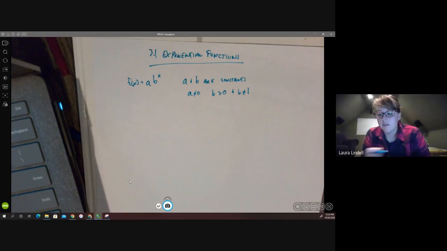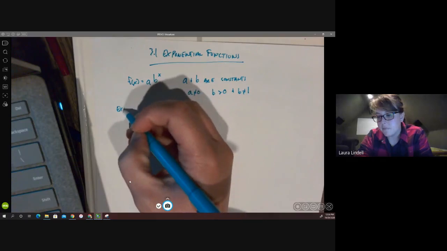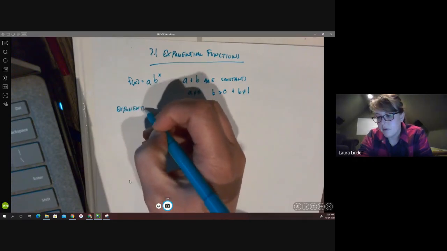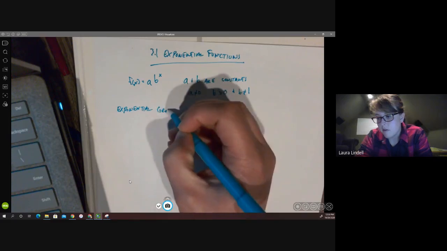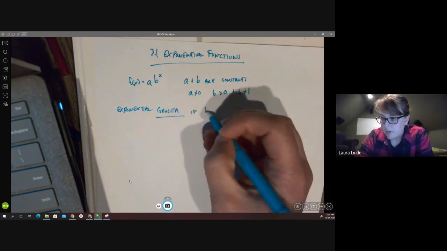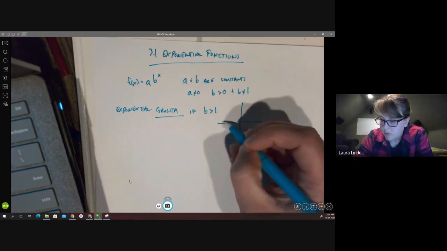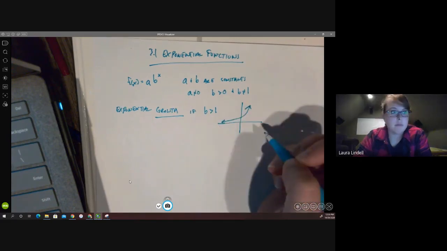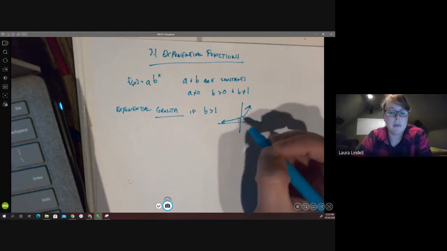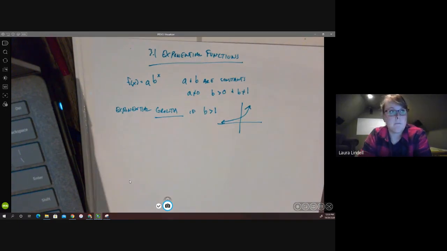Okay, so then we have words to describe whether it's increasing or decreasing. It's exponential growth if it's increasing, and that would be if b is greater than 1. This is what our exponential growth typically ends up looking like, something in this format where it starts off growing slowly and grows faster and faster as time goes on.